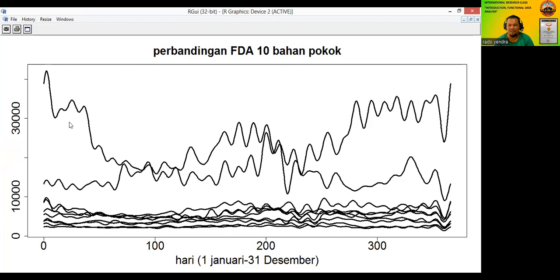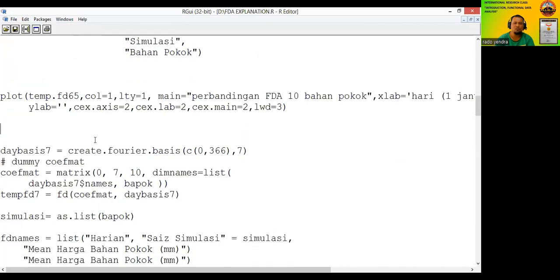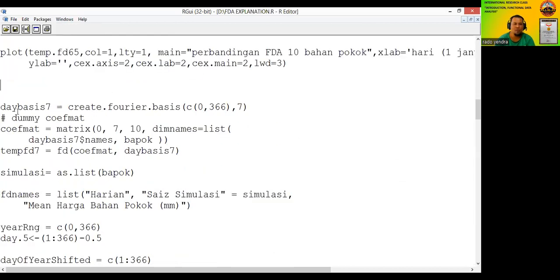So it is very different from the 10 overlapping graphs. These are smooth graphs using the Fourier series with the 65 basis. And then, after we have the smooth graph with basis 65, we try to make a new smooth graph with basis 7. Basis 7 means we have one constant and 6 coefficients.